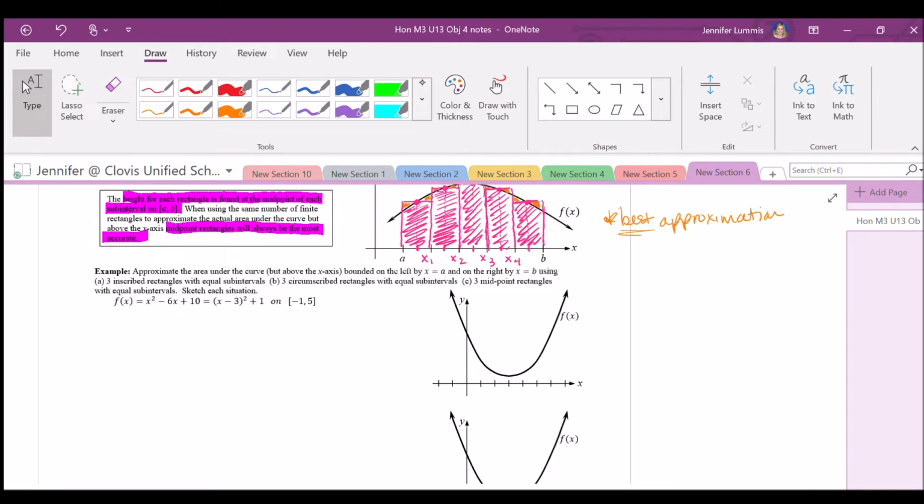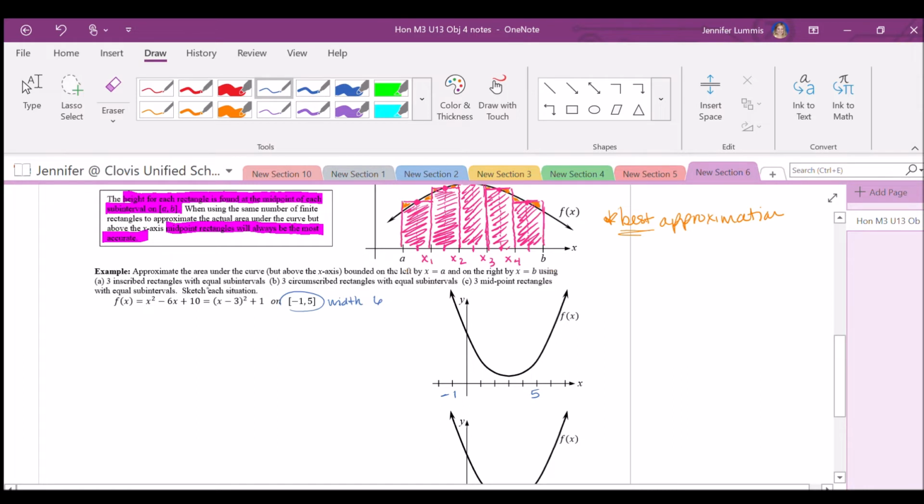So let's start with part A, 3 inscribed rectangles with equal subintervals. So notice our interval here. It says we're using the interval -1, 5. So I'm going to mark -1 to 5. Now that is a width of 6 units from -1 to 5. So it's just 5 minus -1, a width of 6.